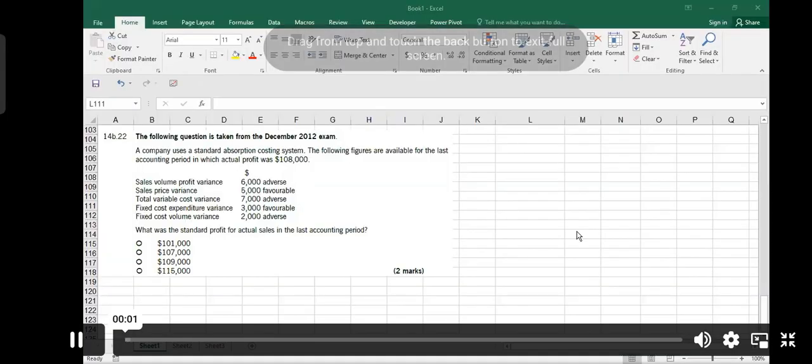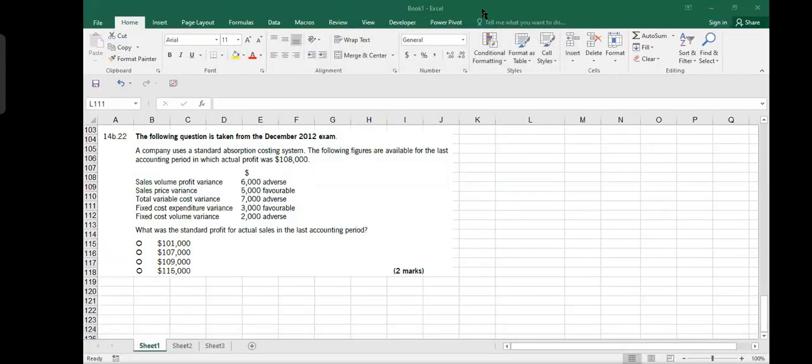Next is 14B22. The following question is taken from the December 2012 exam. A company uses a standard absorption costing system. The following figures are available for the last accounting period in which actual profit was 108,000.